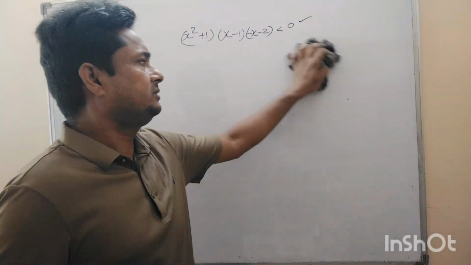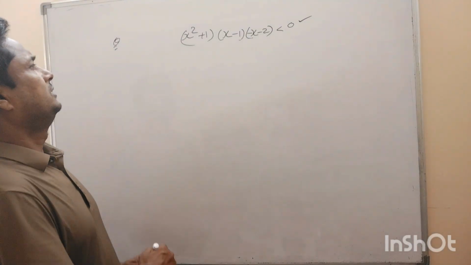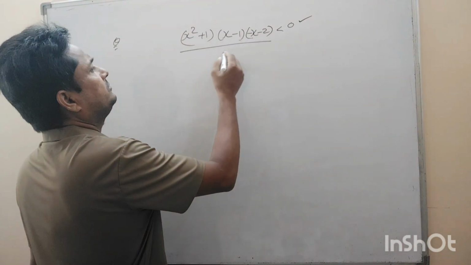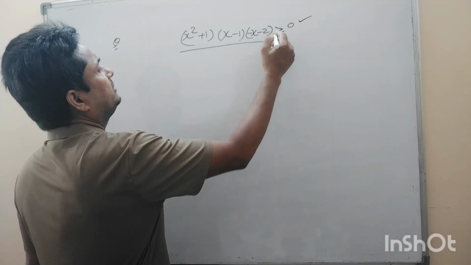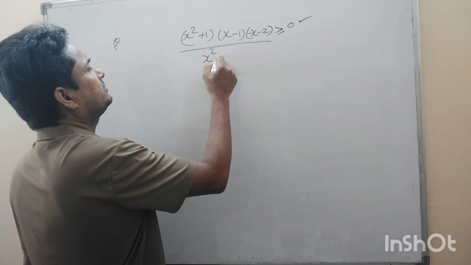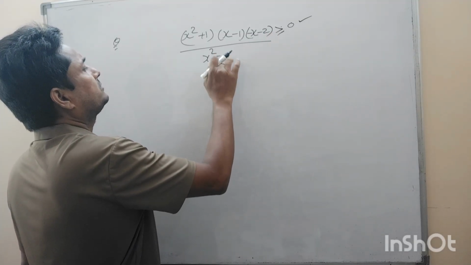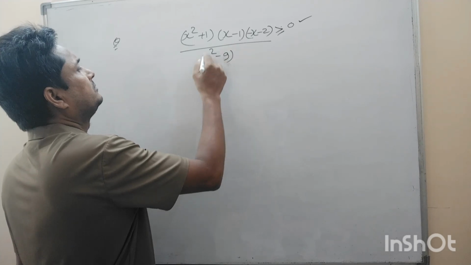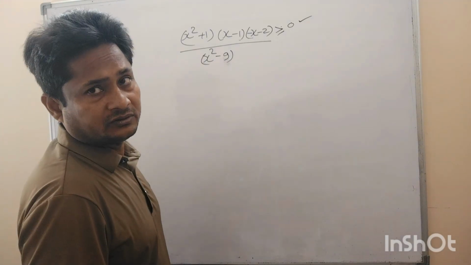So this is your answer in this case. Now take another example. Let's say we want to solve this inequality, greater than or equal to 0. Here x square minus 9. Let's say we want to solve this inequality.